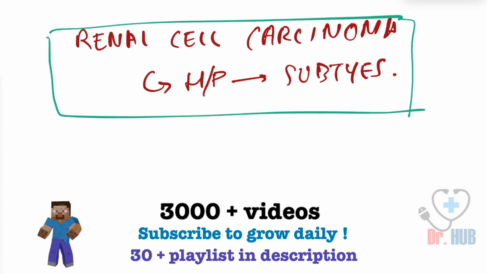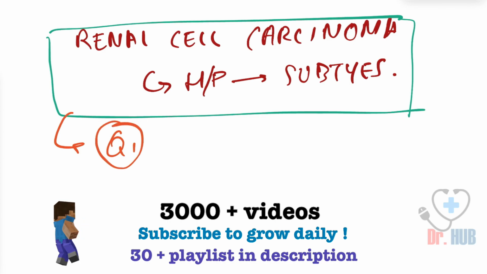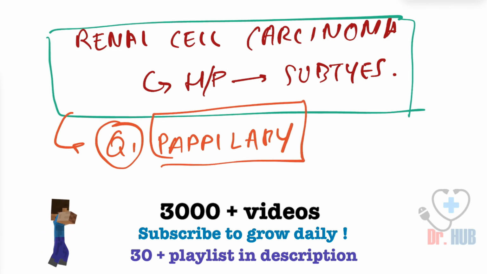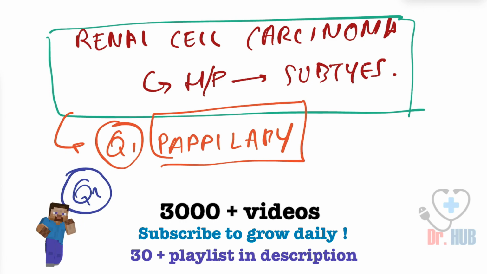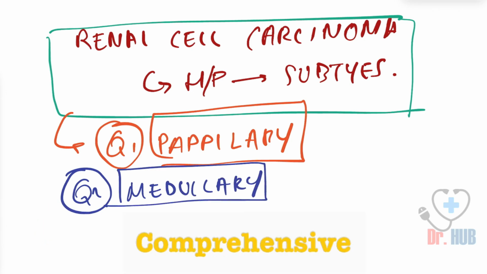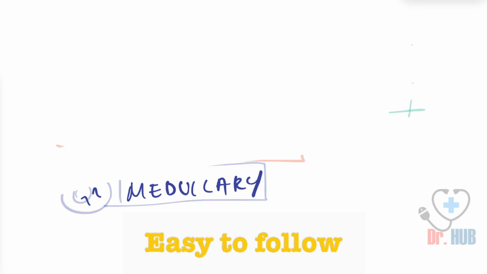So to begin with, some questions. The first question is, what is the papillary type? Name some important findings in the papillary type. The second question will be about the medullary type. What do you understand by the medullary type? Name some significant findings in the medullary type. So here we are going to find out the answers to these questions and learn in detail.